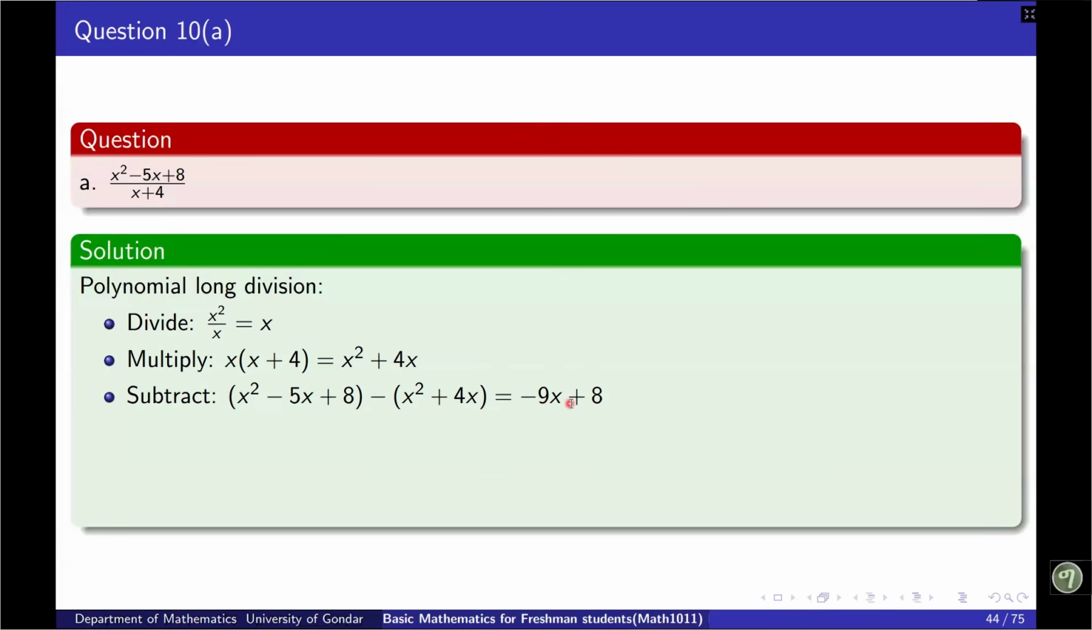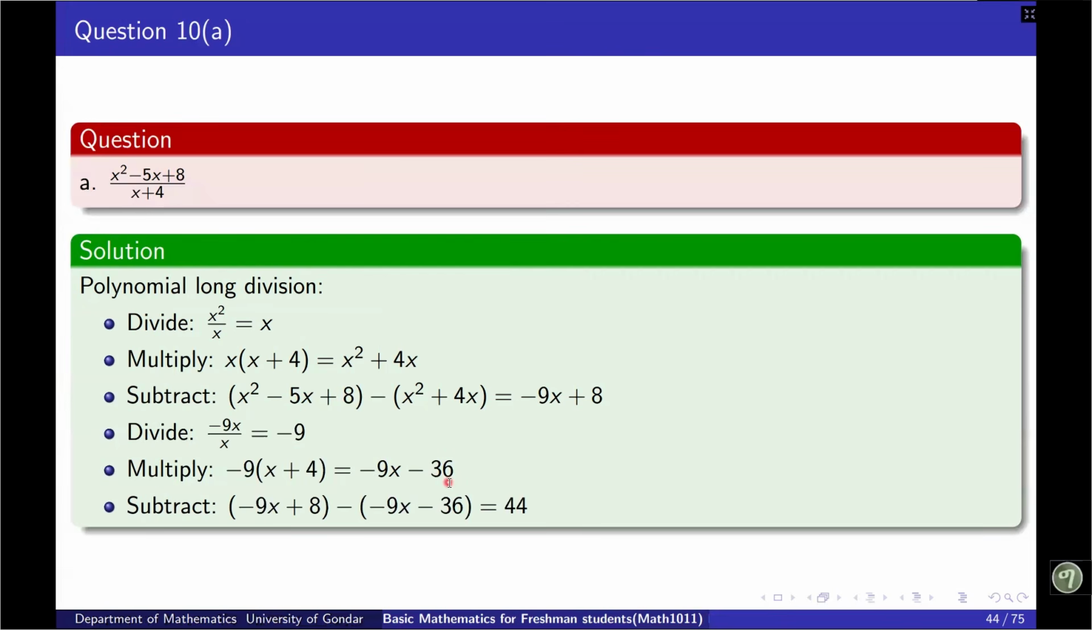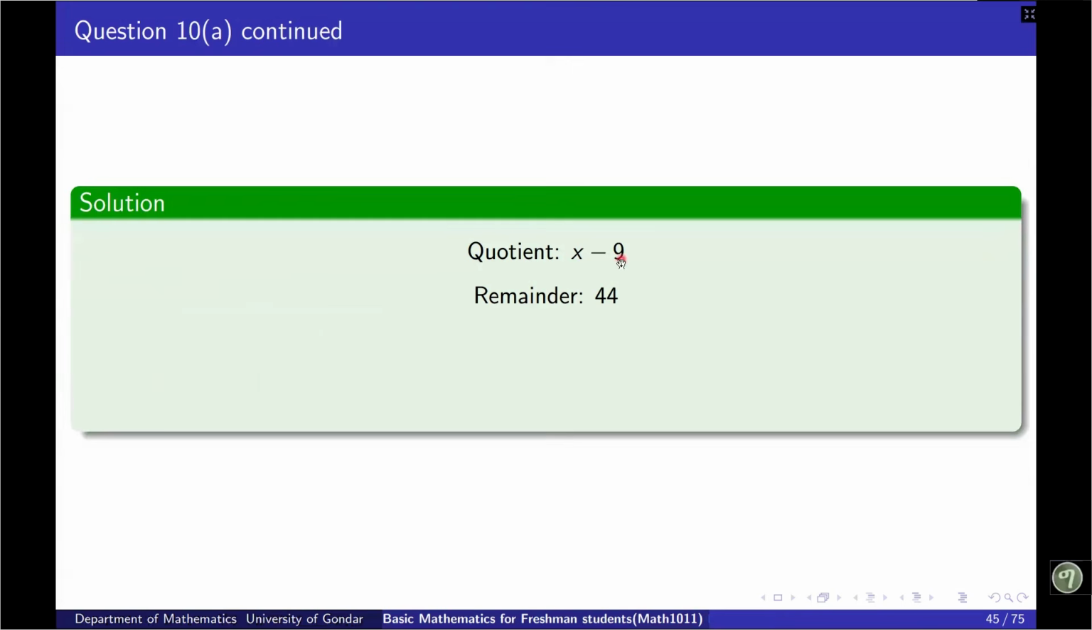Next, we divide this again by the denominator. Dividing the leading term, minus 9x over x, gives minus 9. So this is the next quotient term. If we multiply it by the denominator, we have minus 9x minus 36. Let's subtract this from minus 9x plus 8, which gives 44. Therefore, this is the remainder, and the quotient is x minus 9.